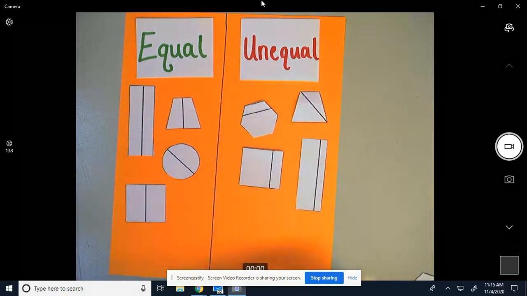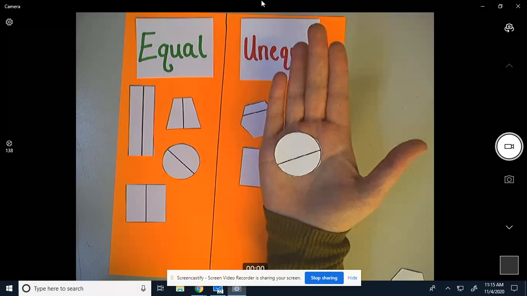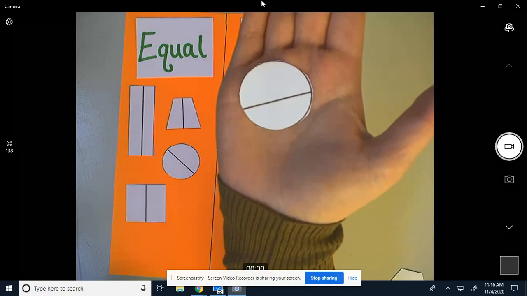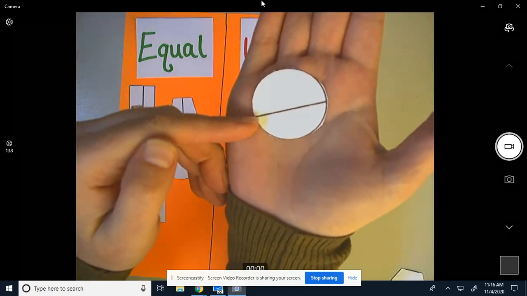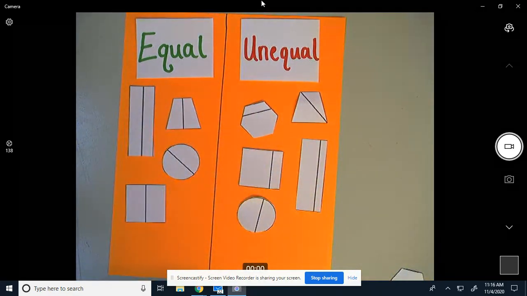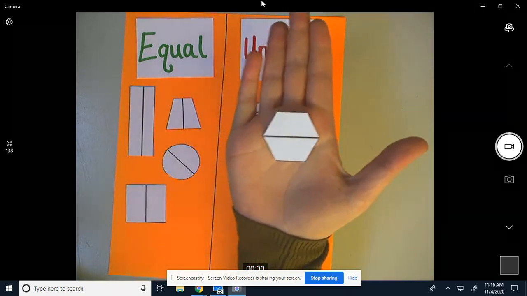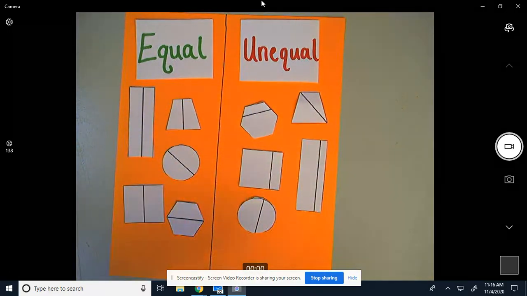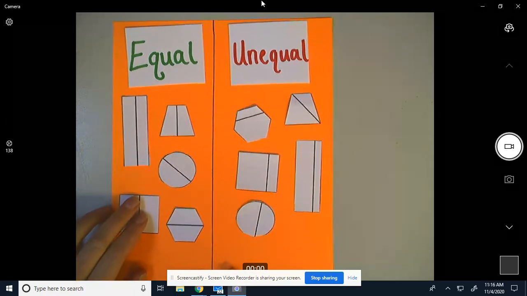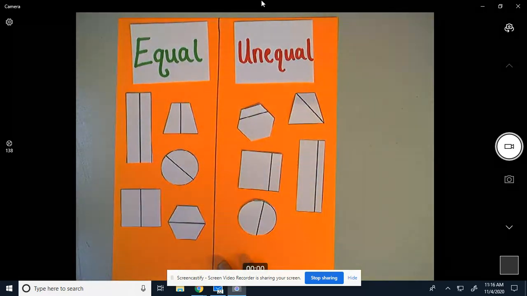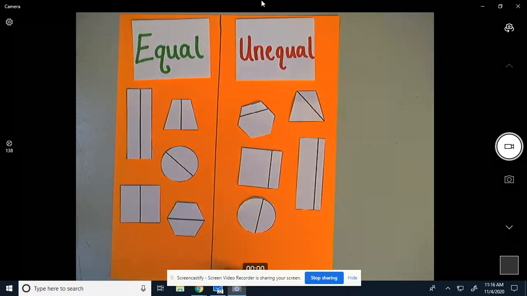All right, let's do two more. This one, now this one is close. Let's look super close at it. Is this right down the middle? Is this piece the same size as this one? No, it's not. So it's unequal because it's a little bit to the side. Okay, and then this one, it's cut in half. And this piece is the same size as this piece. So all of these shapes are equal. They are cut into the same size pieces. And all of these shapes are unequal. They are cut into different size pieces.